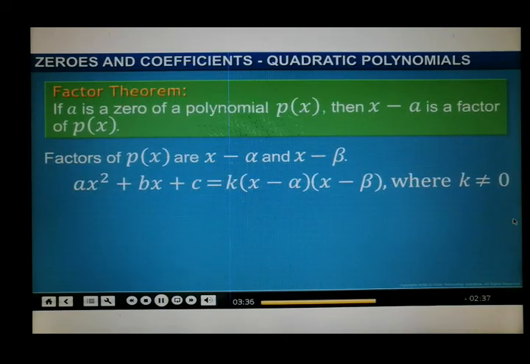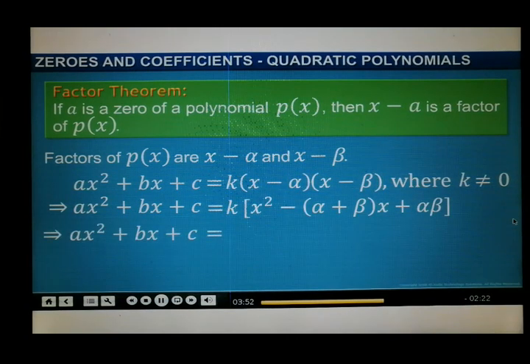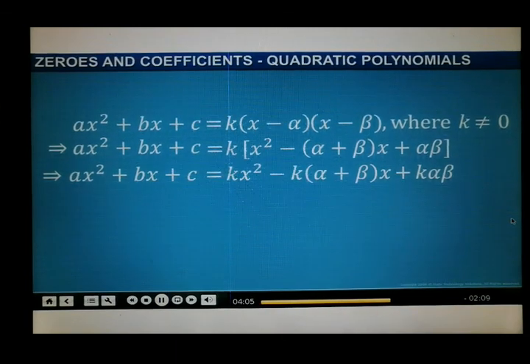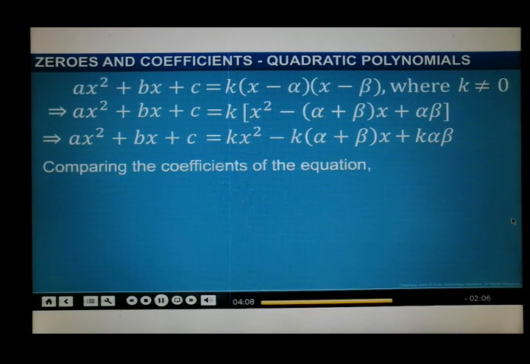Let's multiply the factors on the right-hand side of the equation. The equation obtained is as shown. Now, let's compare the coefficients on both sides of the equation.